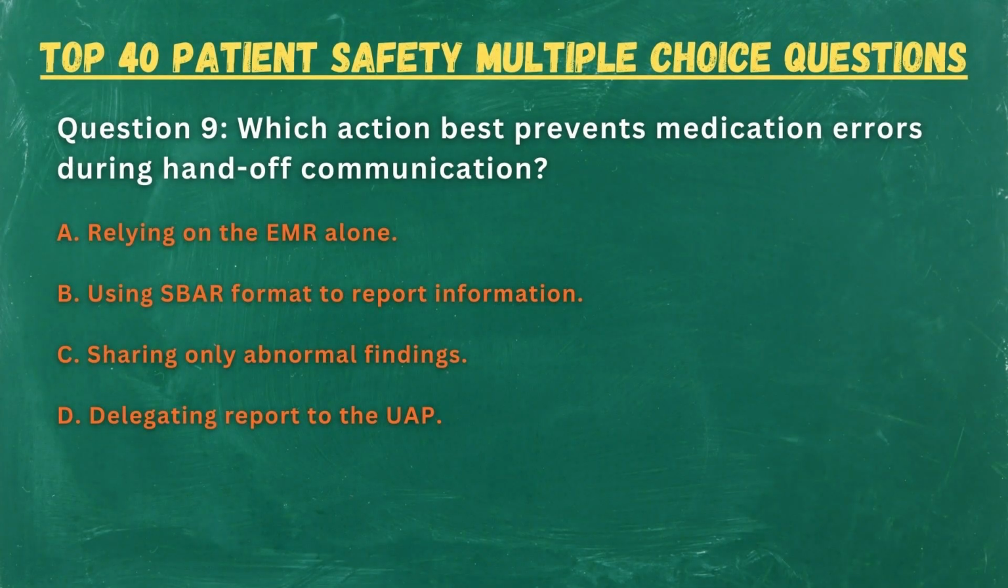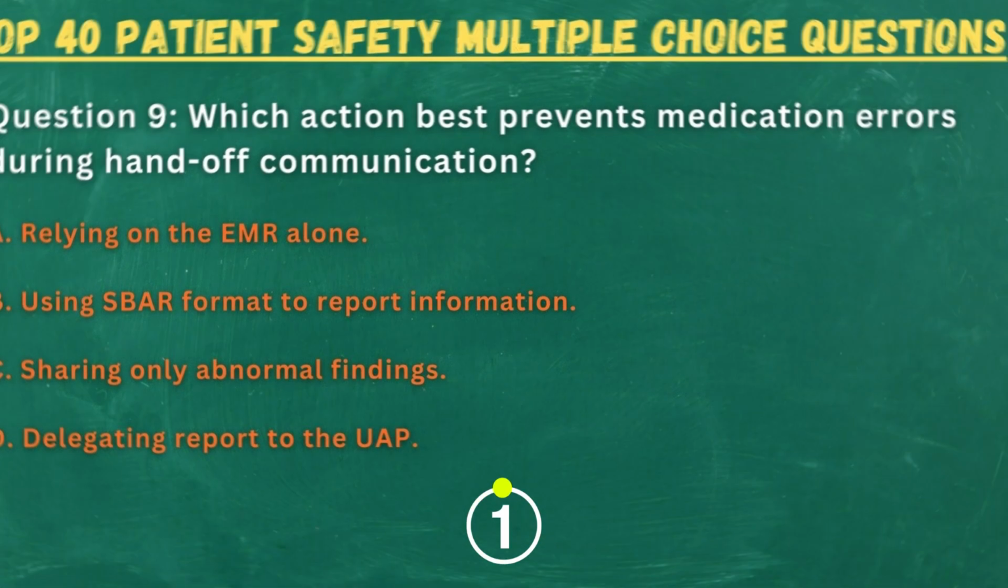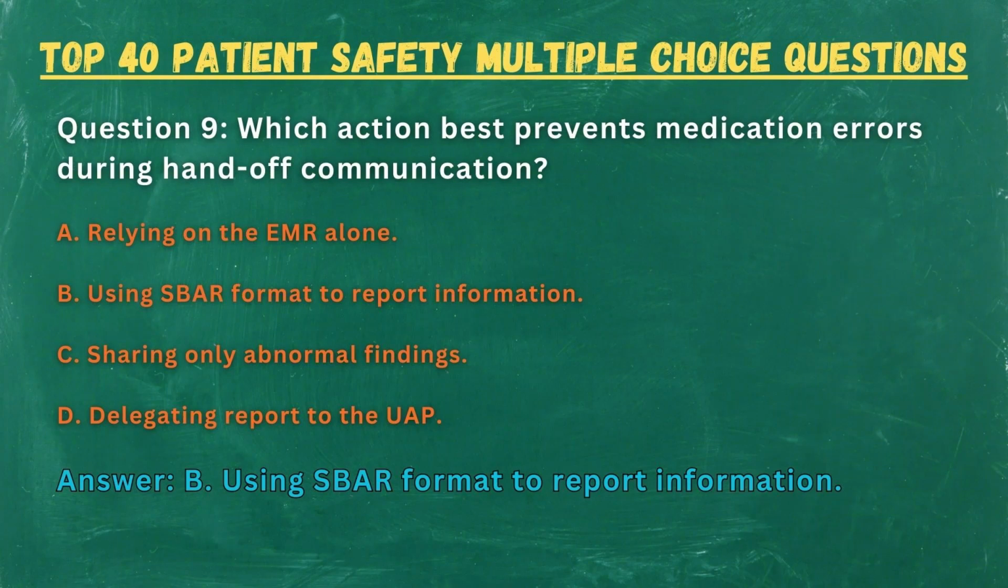Question 9. Which action best prevents medication errors during handoff communication? A. Relying on the EMR alone. B. Using SBAR format to report information. C. Sharing only abnormal findings. D. Delegating report to the UAP. Answer. B. Using SBAR format to report information.